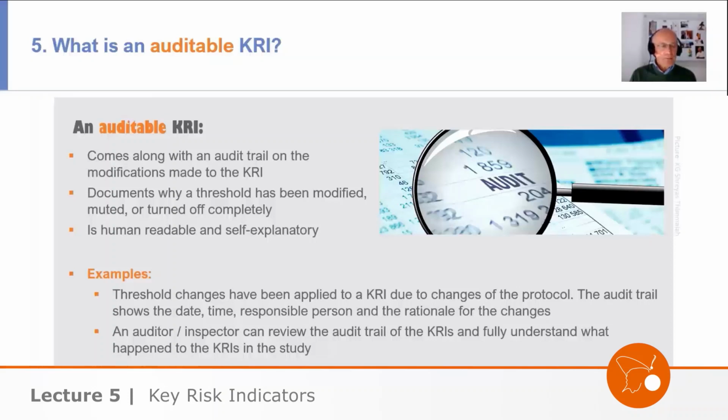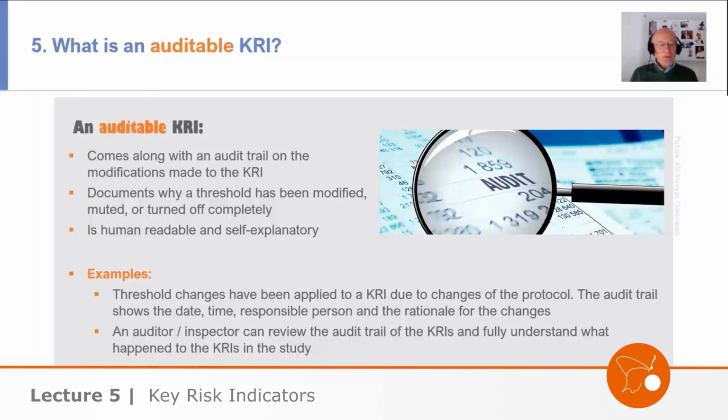And a couple of examples here at the bottom. Threshold changes have been applied to a key risk indicator, as we discussed a couple of times, due to changes of the protocol, which is something that may well happen. The audit trail shows the date, time, and responsible person and the rationale for the changes. It could be brief, short and sweet, but at least you should have a rationale available why a threshold had been changed. And please do not use "the key risk indicator fired too frequently, and therefore we wanted to reduce our workload." So try to find a better explanation than that.